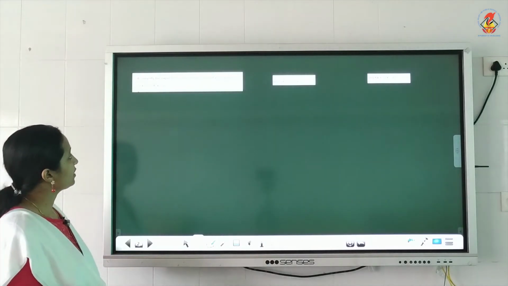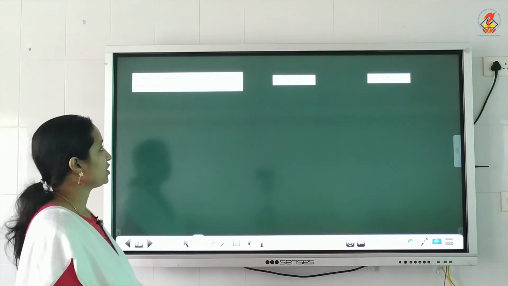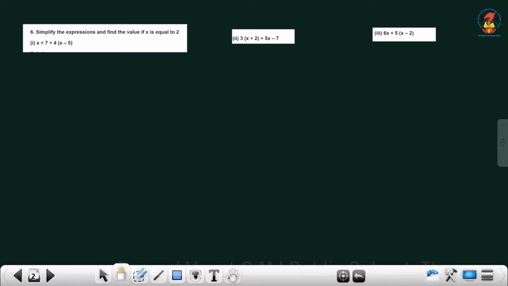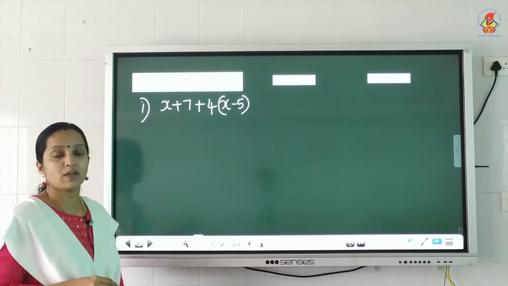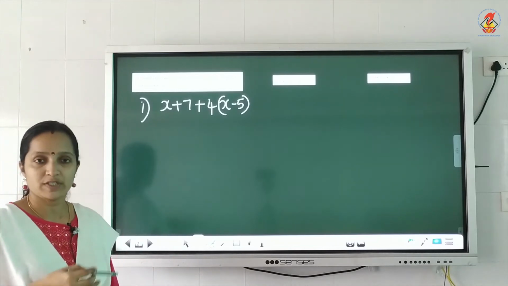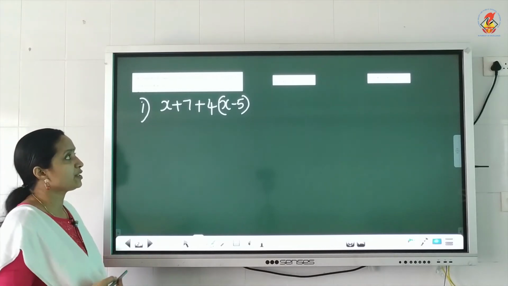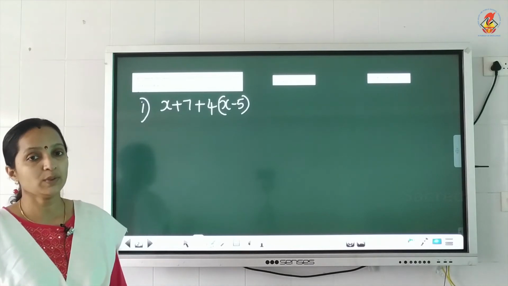Now move to the sixth question. Simplify the expression and find the value if x is equal to 2. What is the first question? x plus 7 plus 4 into x minus 5. We have to simplify the expression. First you have to simplify, then only we have to substitute the value x is equal to 2 in the expression.